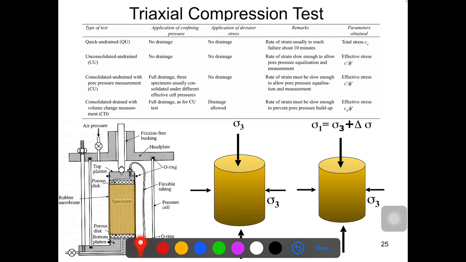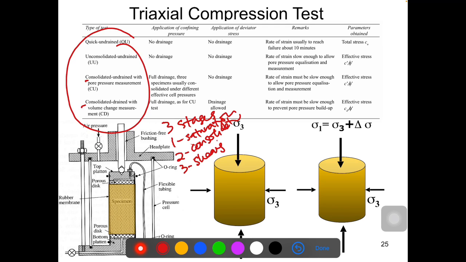Then once you apply the load here, during the shearing stage, remember triaxial actually has three stages. Stage number 1 is saturation. Stage number 2 is consolidation. Stage number 3 is shearing. That is how you get its name. C, if you conduct consolidation.